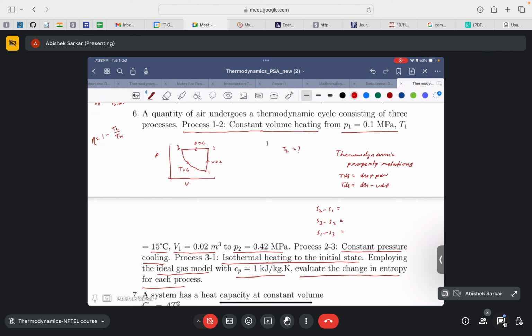First thing is that, since process 1 to 2 is a constant volume process, you can use the ideal gas law to find the temperature T2, because pressure 2 is already given. Then you can proceed with that.